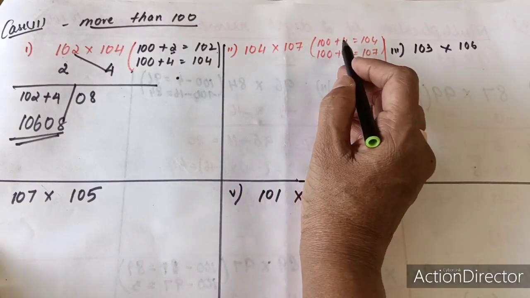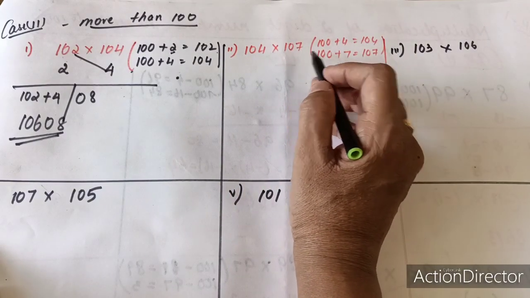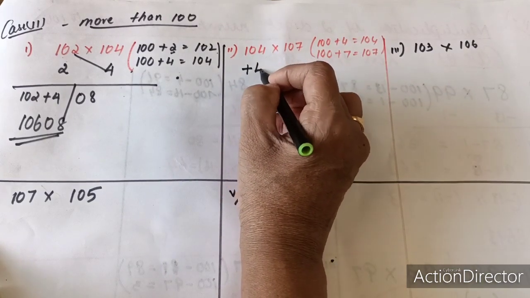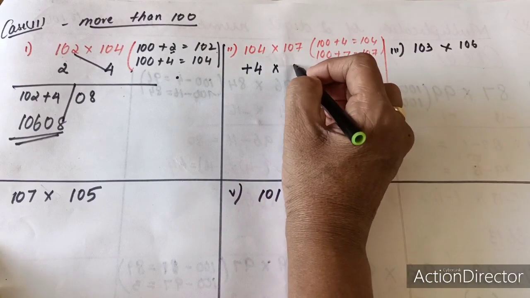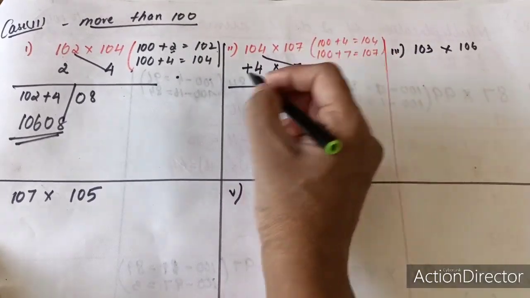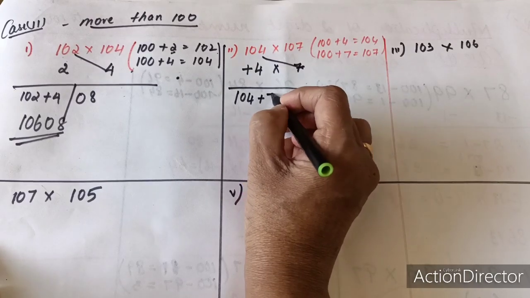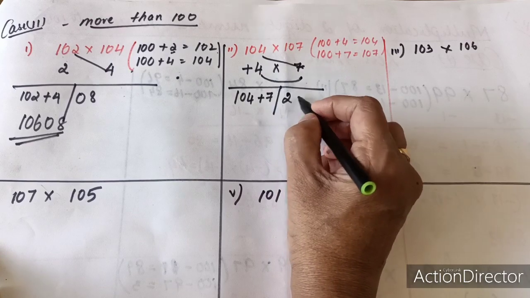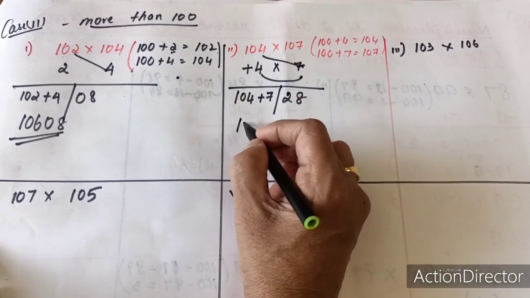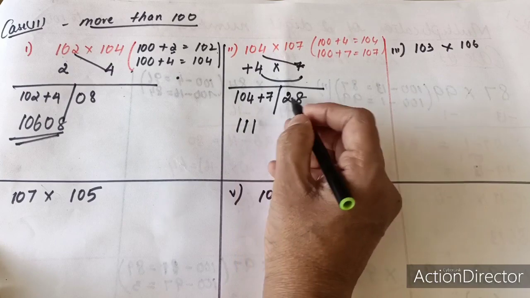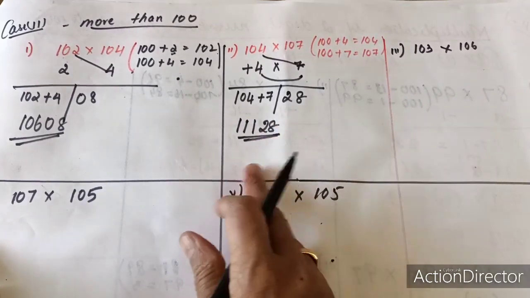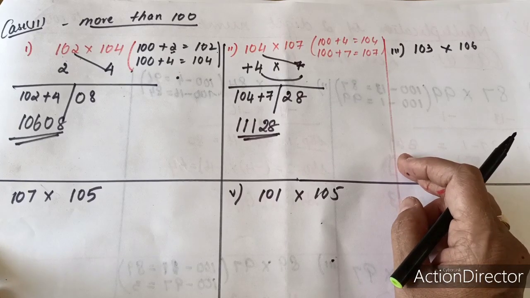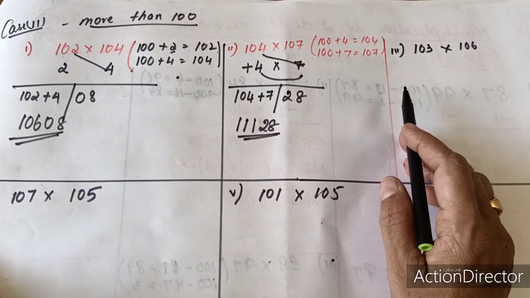100 plus 4 is equal to 104 and 100 plus 7 is equal to 107. Let me write the differences here, 4 and here 7. Now the first step is to add 104 plus 7, and in the second step you multiply plus 4 into plus 7, which is 28. So 104 plus 7 is 111 and then 28. So my answer is 11128. Hope you feel it is interesting and quick also. You are able to do the calculations very quickly.